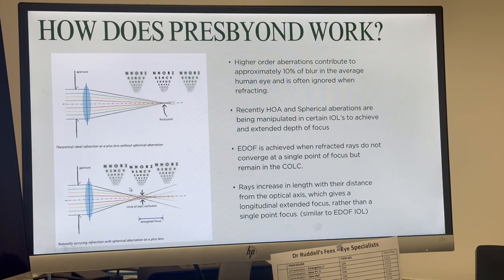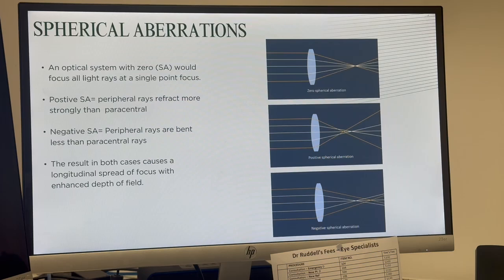So it is still sitting in that circle of least confusion, so that the brain is also able to adapt to that bit of blur to give you a clear image.